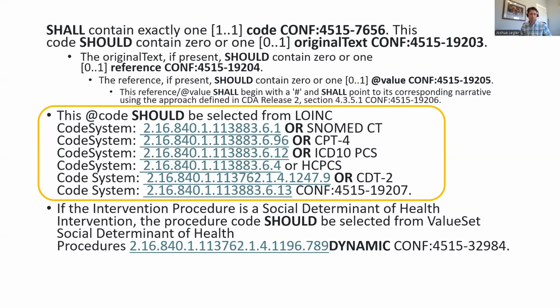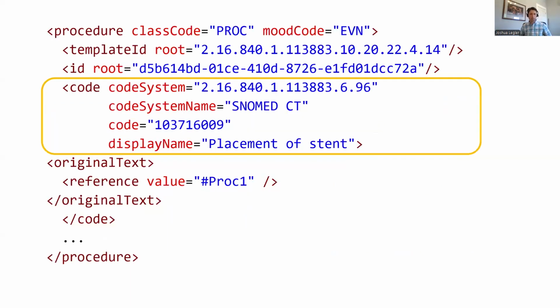And if it was a social determinant of health intervention, it would come from a specific value set that HL7 has defined. So HL7 is saying, leaving it quite open, hey, all of these code sets, you could use any of these code systems. Okay, what would that look like in an HL7 document?